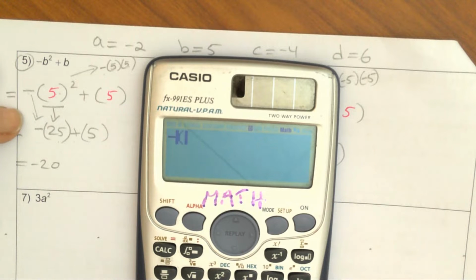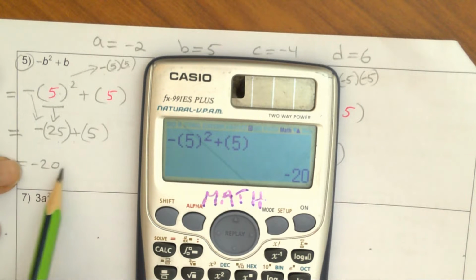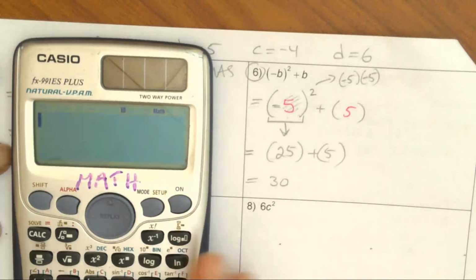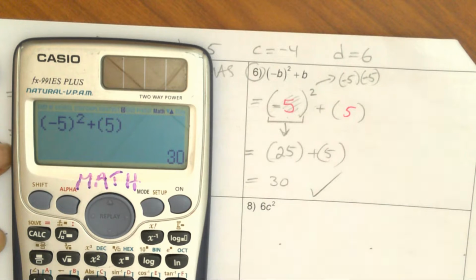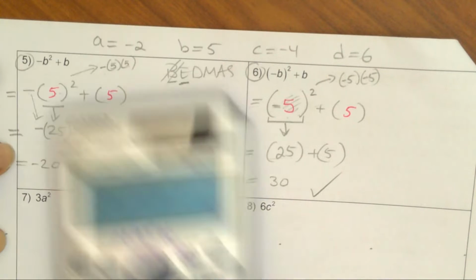Negative bracket. I put everything in exactly the same way I see it. -20, it's correct. Now let's do this one. Put it in exactly the way you see it. Yep, we're correct. Okay, let's go down and do number 11.